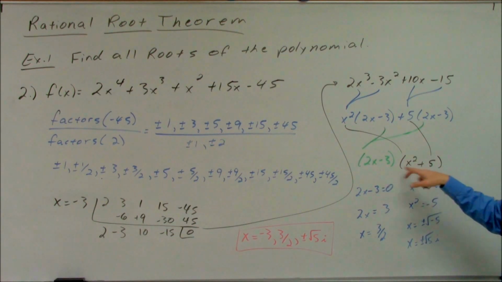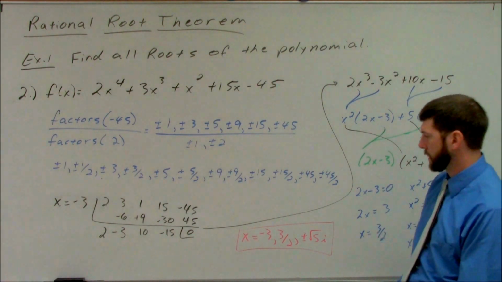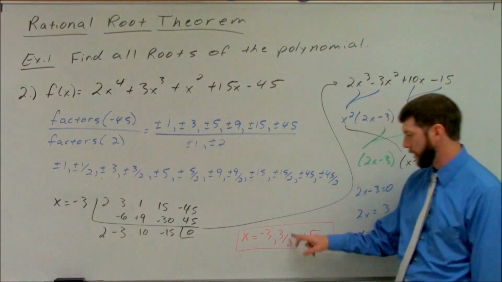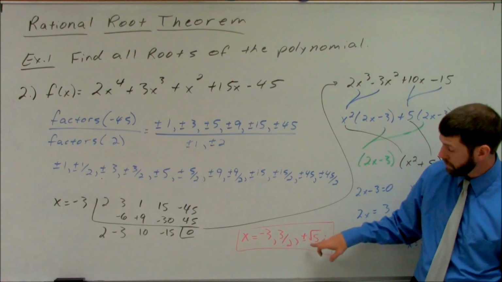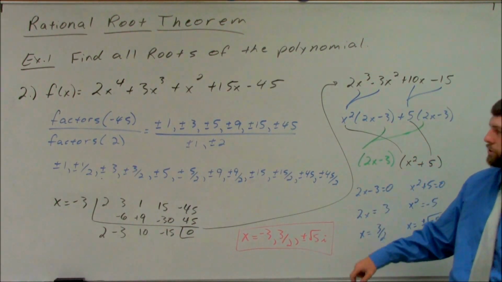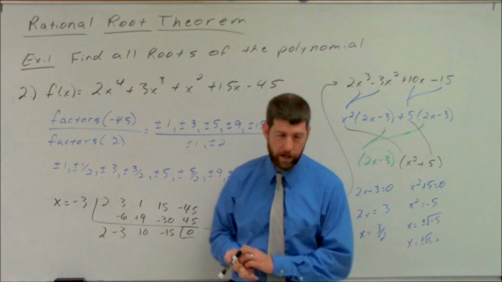From there, we set each factor equal to 0: x equals 3 halves, x equals plus or minus square root of 5 i. And we can see that we got negative 3 from testing our rational roots, and we got 3 halves and plus or minus square root of 5 i. That's 1, 2, 3, 4 roots for this quartic polynomial. So that's the rational root theorem.